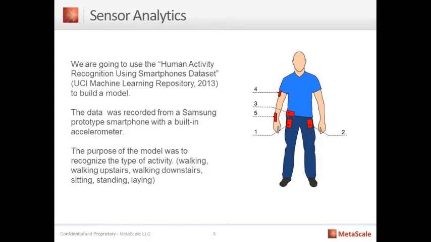To do so, we're going to use a data set called Human Activity Recognition Using Smartphones, which was pulled from the UCI Machine Learning Repository. This data is from a Samsung Android-based smartphone with a built-in accelerometer. Through this accelerometer, certain types of activities were recorded, whether a participant was sitting down with the smartphone in their pocket, walking upstairs, standing, lying, etc. There are six different types of activities that were recorded.